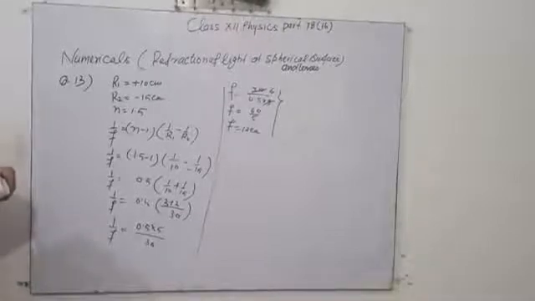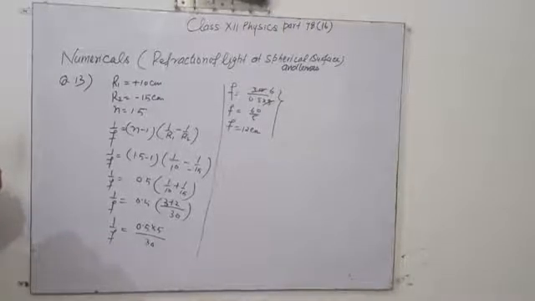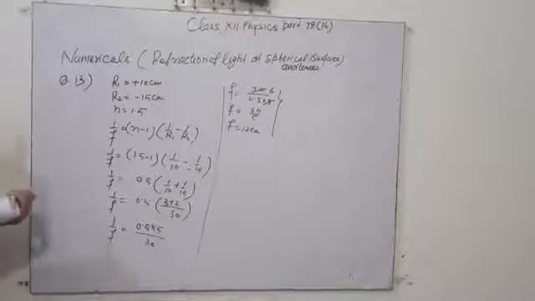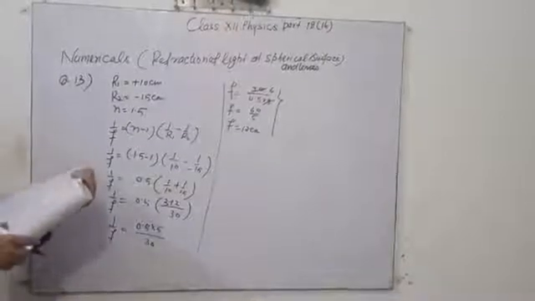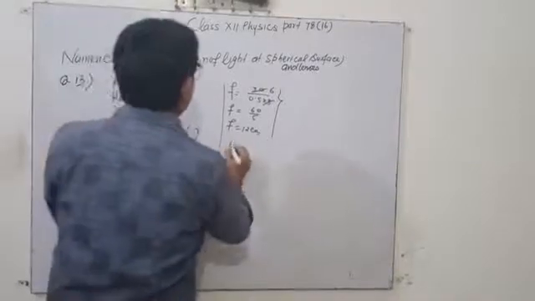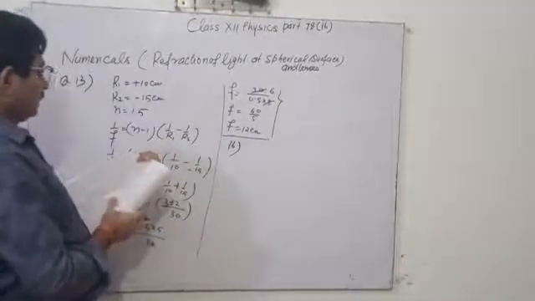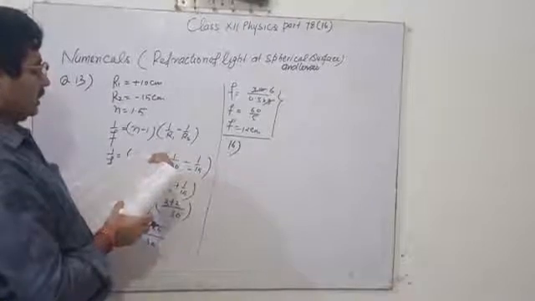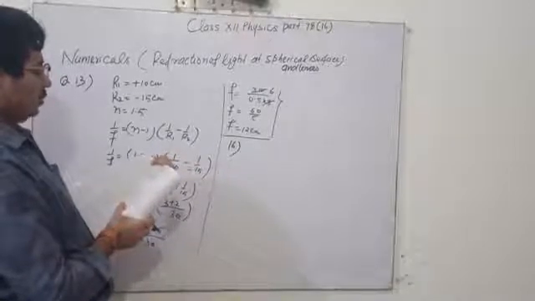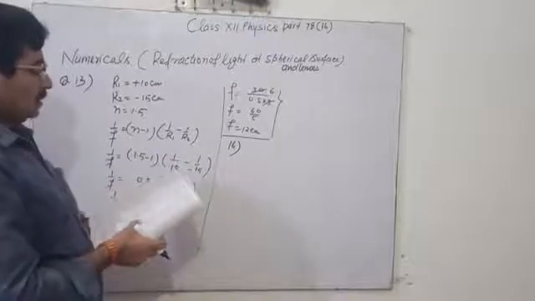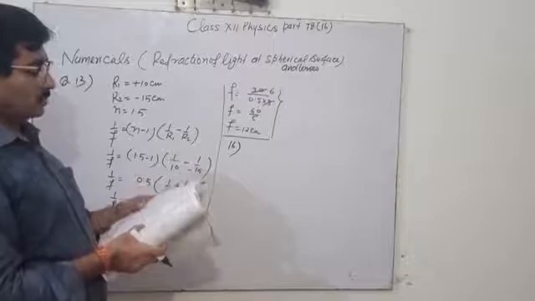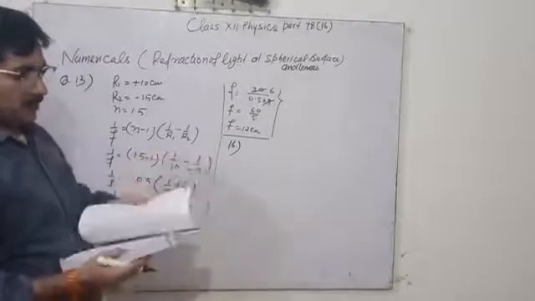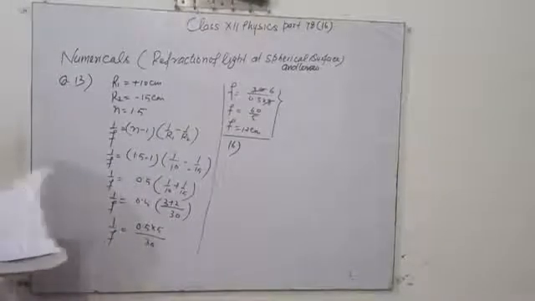Now come to question 16. Radii of curvature of two surfaces of a convexo-concave lens are given here. What do we mean by convexo-concave?